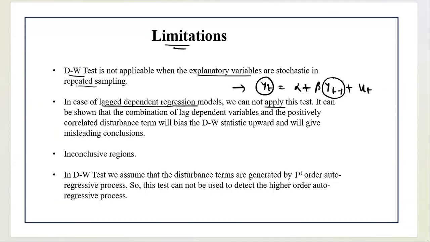So if your dependent variable is dependent on some lagged value of its own, of some order, then this DW test is not valid. What will be the consequence of that?